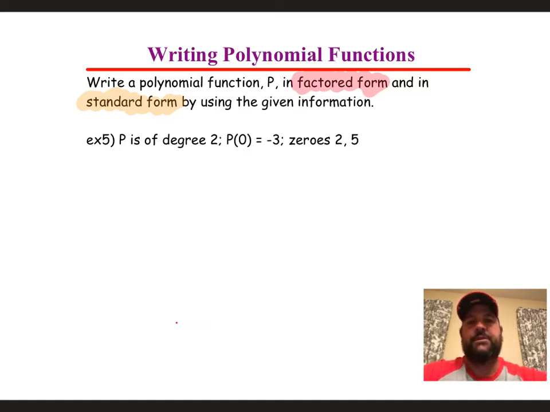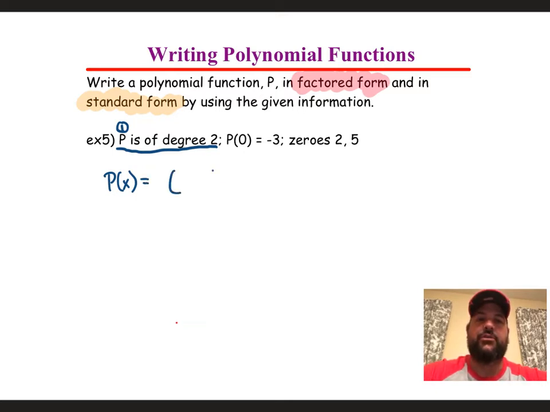So the first piece of information that's important is that in this case it tells us the function is of degree 2. That means the largest exponent in the function is going to be 2, which means really that my function p of x, whatever it happens to be, has to be made of 2 binomials. So I know that there's only going to be 2 binomials because I'm going to be changing those into x minus something. The next thing that my problem tells me is that p of 0 equals -3.